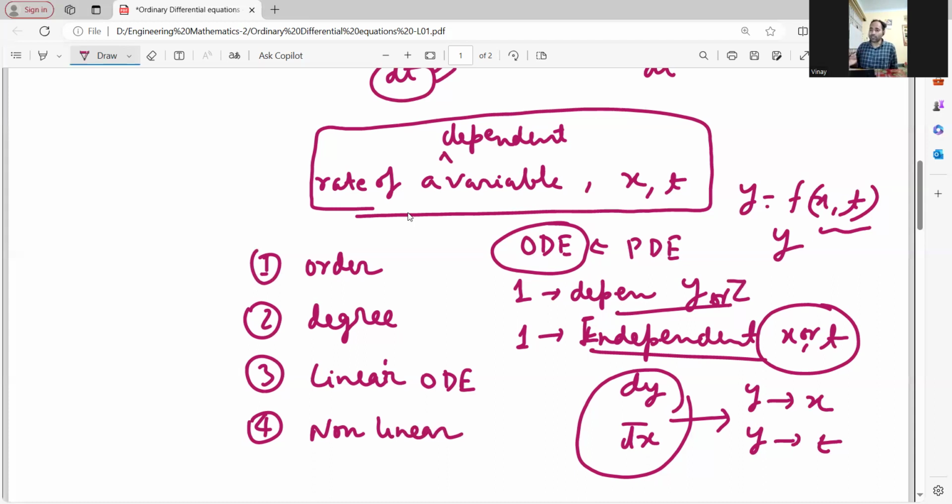It will become an ODE when you have only one dependent variable and only one independent variable, and it will be a PDE when you have derivatives of a dependent variable with respect to several independent variables. By derivative, I mean partial derivative. For example, you denote partial y upon partial x or partial y upon partial t. Now let's come to the order, degree, linear ODE, non-linear ODE, and I will also talk about how you create an ordinary differential equation.